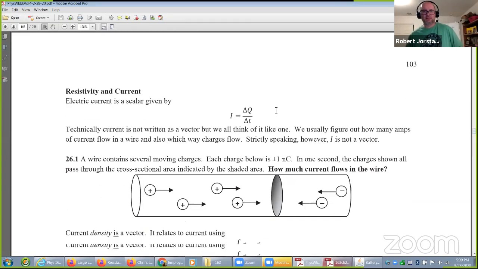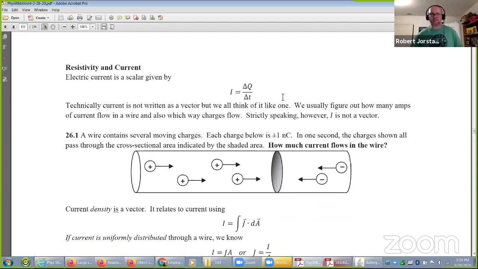There we go. So we're going to start off by talking about resistivity and current, and I'll check the chat here. But yeah. Okay. No, I don't think so. Not when we do a third of them in class. So yeah. All right.